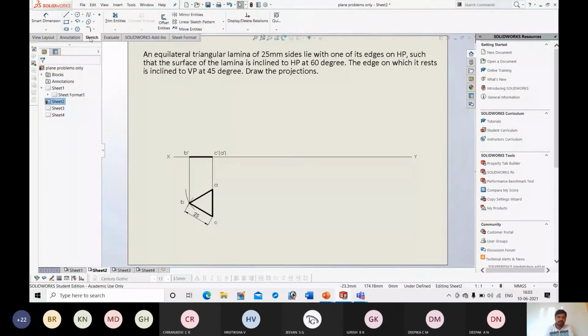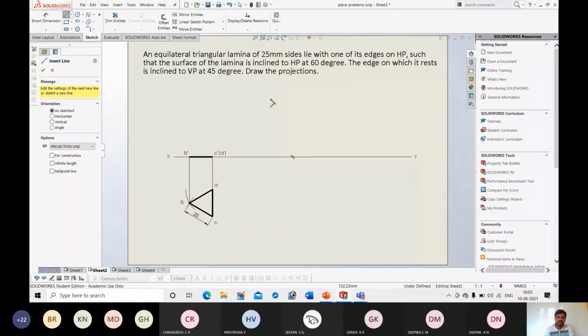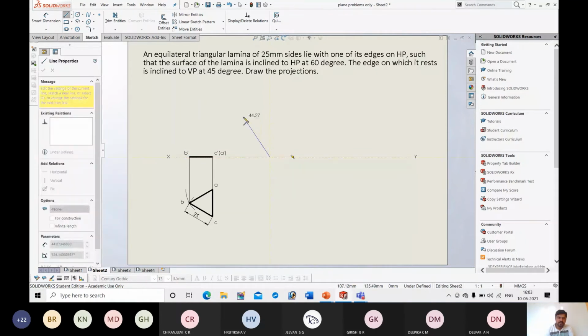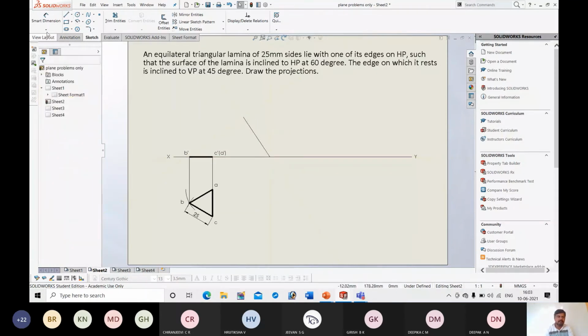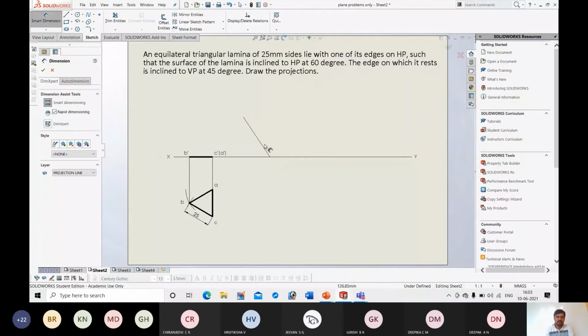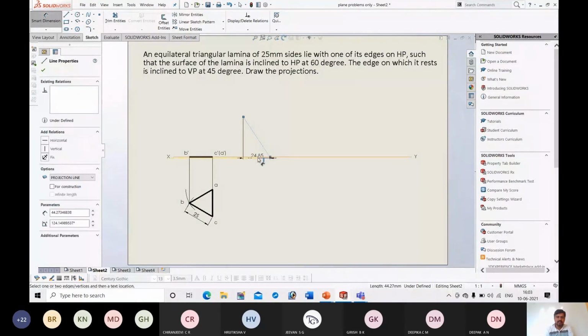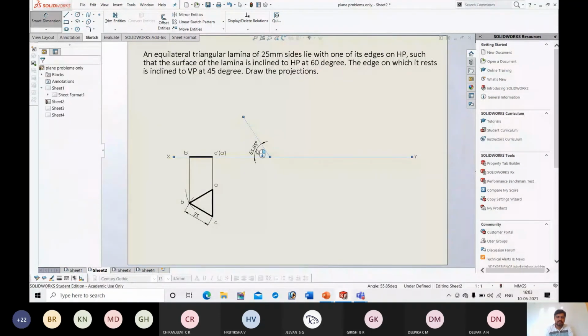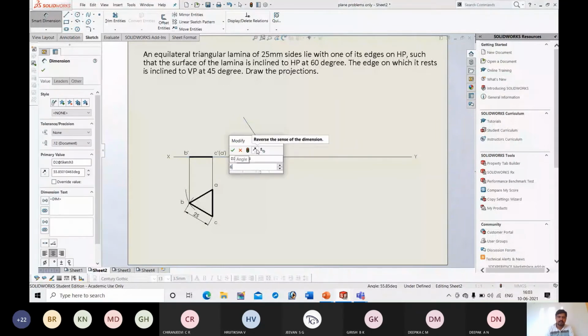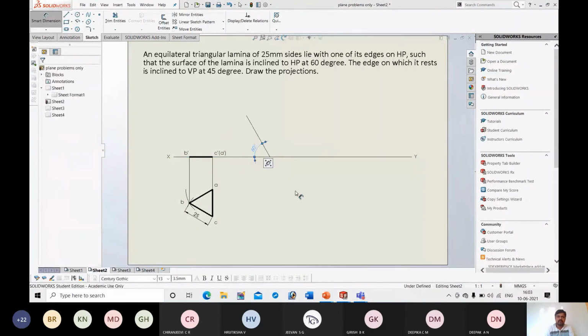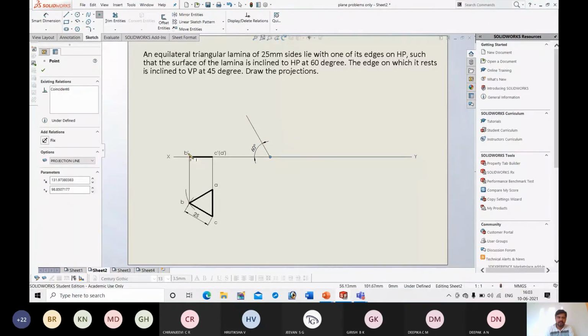So first draw an inclined line. This will look like an inclined line, which I explained with the help of that video. So first draw an inclined line. This should be inclined at 60 degrees.